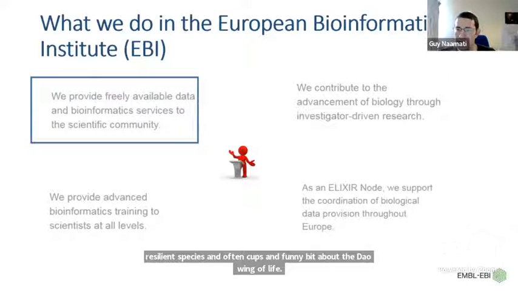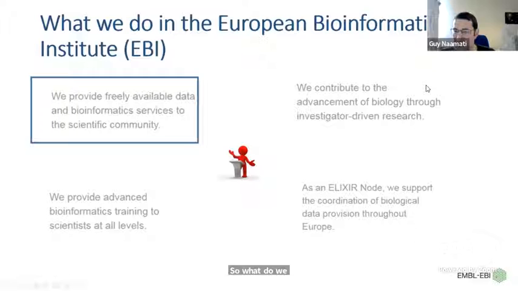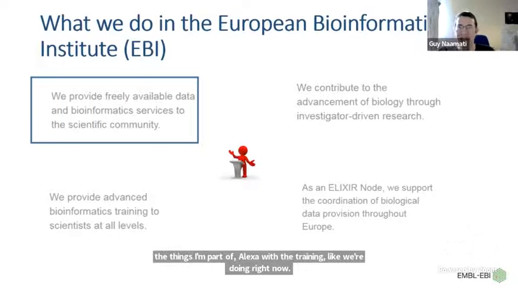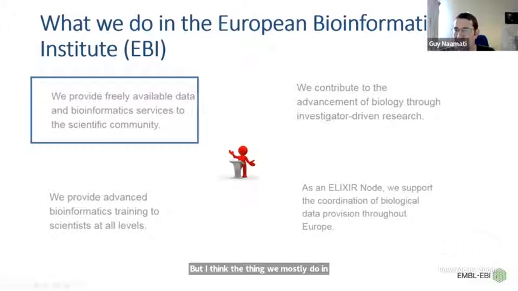So what do we do in EBI? We do quite a bit of things, and one thing we do is we do research. It's not the main thing we do in EBI, but it's one of the things. We're part of Elixir. We do training like we're doing right now, but I think the thing we mostly do in EBI, the thing we do in Ensembl, is we provide freely available data and bioinformatics services to the scientific community, and you'll soon find out how.